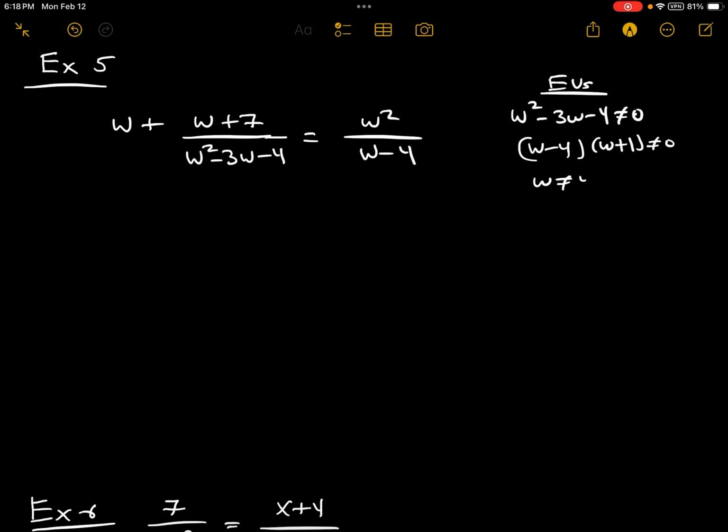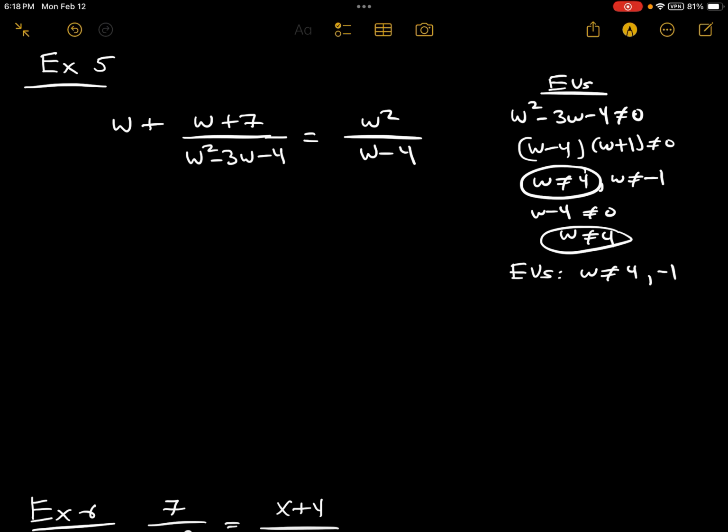All right, so the LCD of this problem is just w minus 4 times w plus 1. Let me show you the work here on the side. This is w minus 4 times w plus 1, and w minus 4, you can't factor it. So the LCD, if you use this once, is w minus 4 times w plus 1. That's what you've got for your LCD. Distribute.